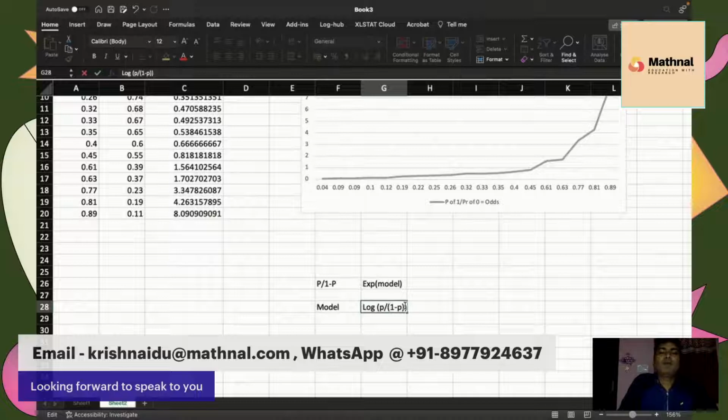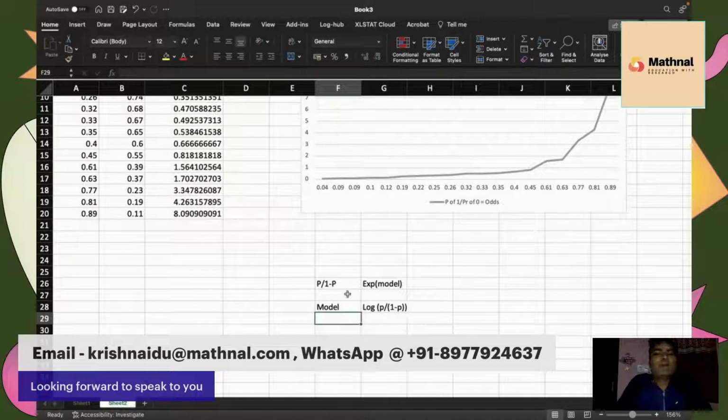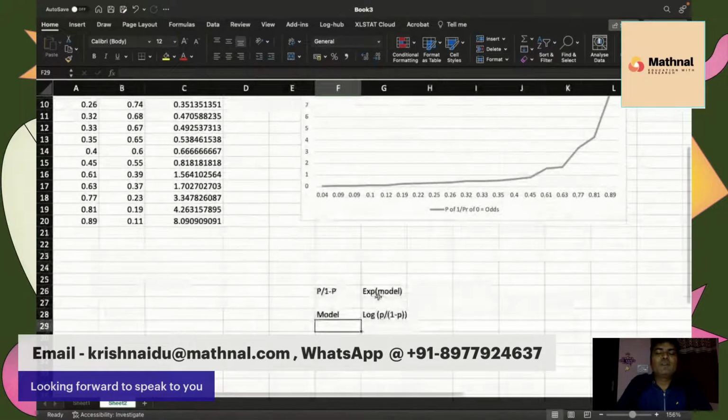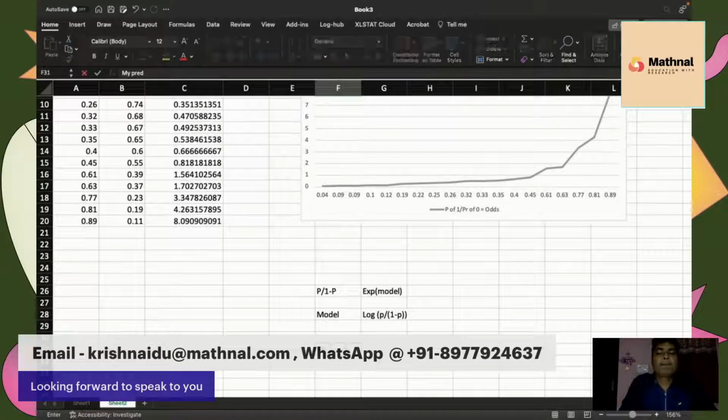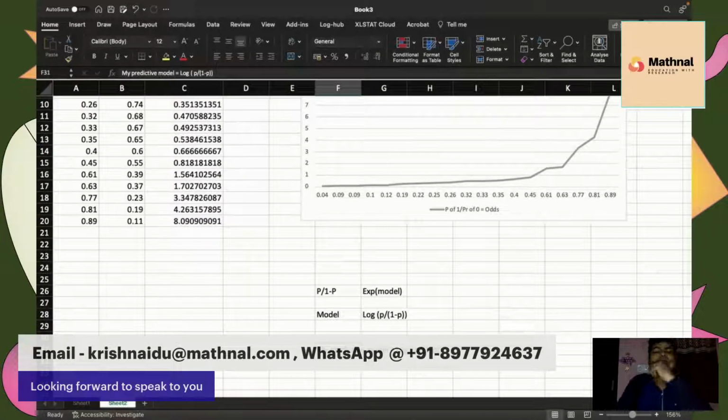The model is nothing but the log of P by 1 minus P, because this is an exponential model. If I do the inverse of the exponential, the exponential will be removed, and here it will take the shape of log. So my predictive model is log of P by 1 minus P. This is what my predictive model will look like.